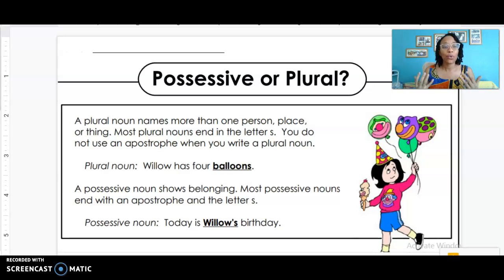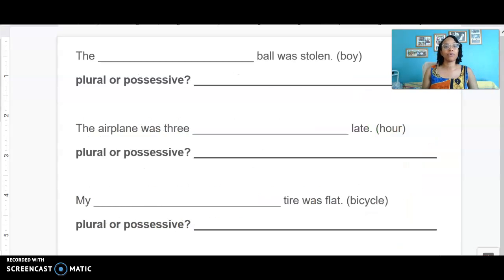In Spanish, we would say, es el cumpleaños de Willow. We don't need to use the de or the of. A lot of my students will translate, today is the birthday of Willow. No, we don't need to use the word of because we have the apostrophe s to show possession. Today is Willow's birthday.